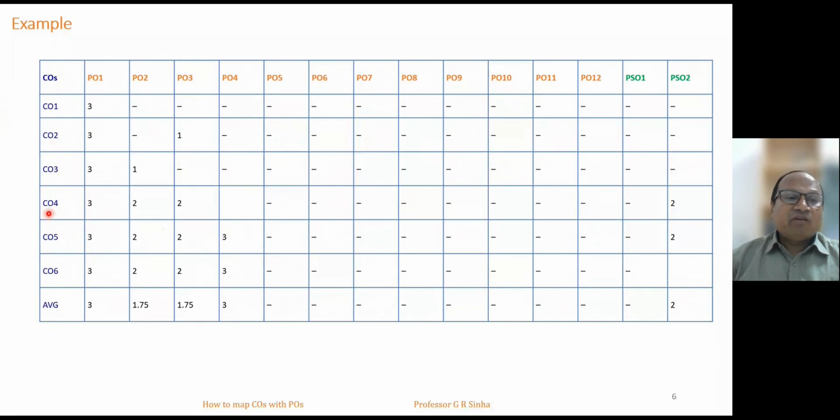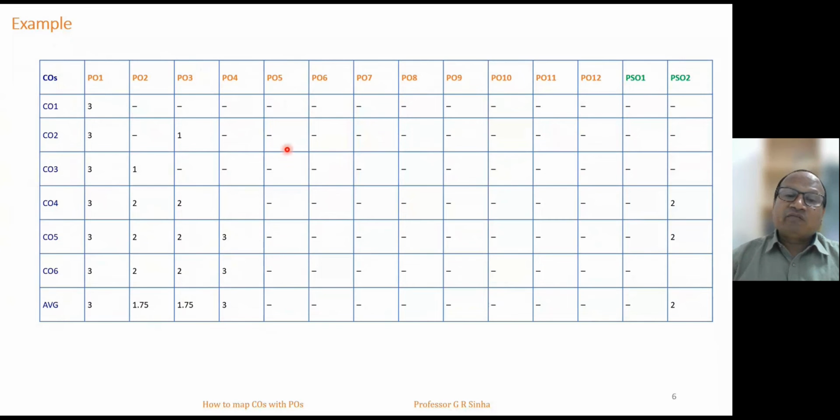And wherever we find that, say, course outcome 4 has a mapping with program outcome 3, and the alignment is not full but 2, on the scale of 3 we can write 2. In a similar manner, once we complete this table, we can evaluate the average. Average means how much mapping is there for each program outcome.